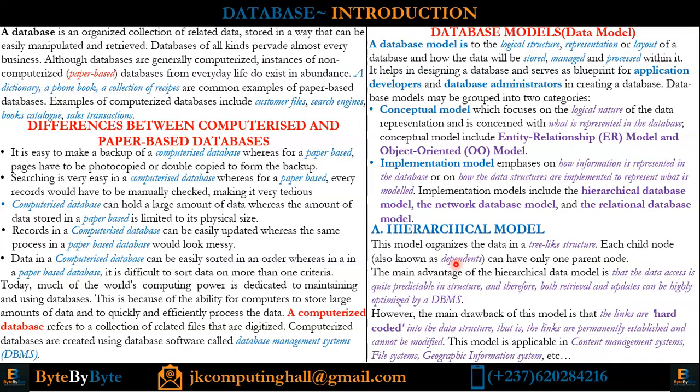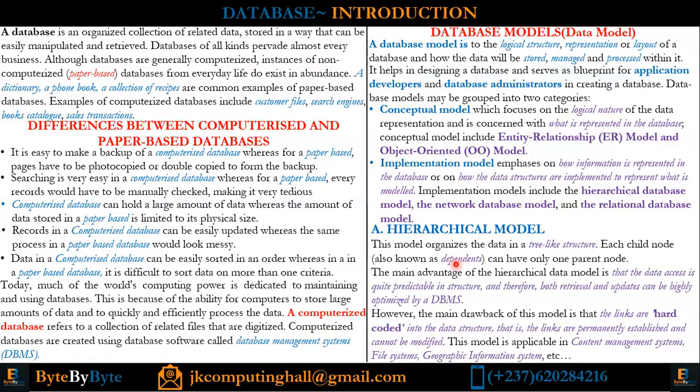First of all, we have the hierarchical model. This model organizes the data in a tree-like structure. Each child node, also known as dependent, can have only one parent node. So that is the main feature of the hierarchical model. Each child node has only one parent node, but a parent can have many child nodes.